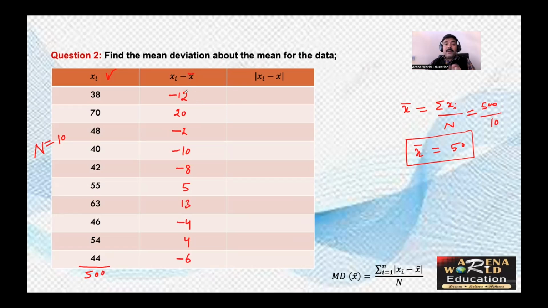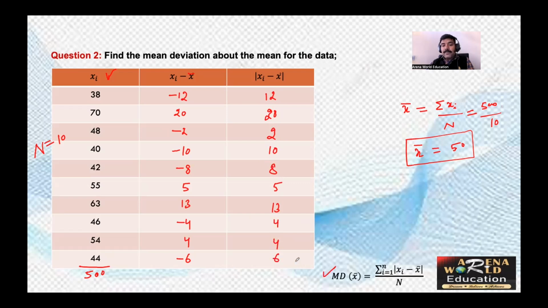Now in the next step, we will find the absolute values of all these deviations, right? So here we simply change negative values into positive values. So the absolute value of minus 12 will be 12 only. 20 will be as it is, right? Minus 2 will be 2. Minus 10 will be 10 only. Minus 8 will be 8. 5 will be as it is. 13 will be as it is. Minus 4 will be 4. And plus 4 is 4. Minus 6 is 6, right?